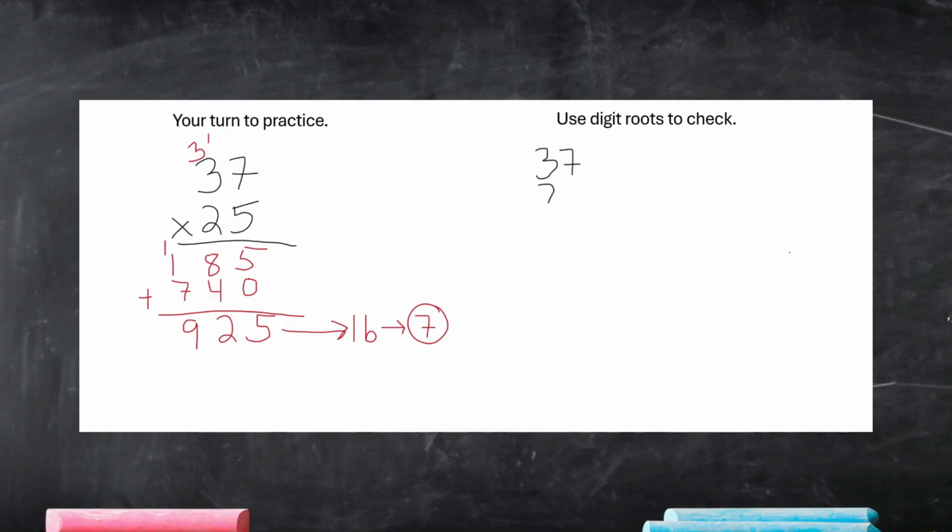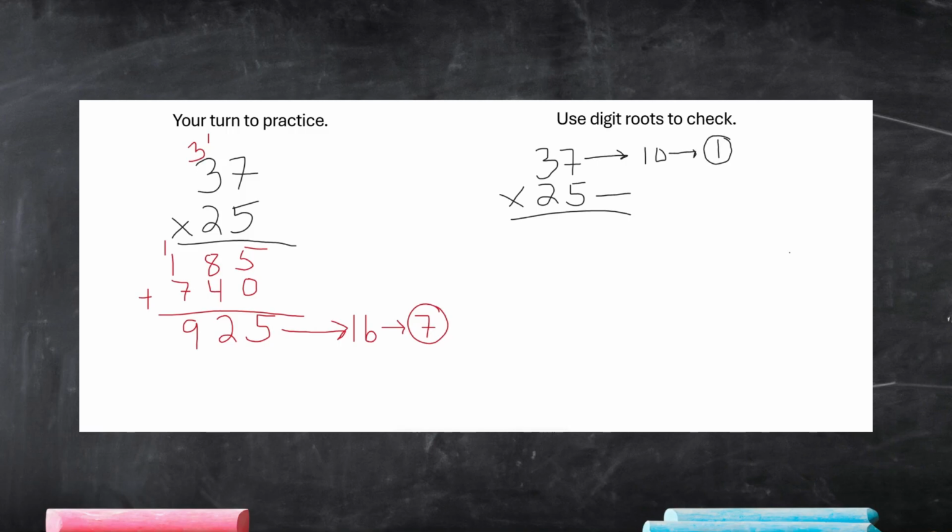So if we rewrite this over here, this is the part that eventually you can do in your head. I'm just writing it to show you what we're doing. We're going to do 3 plus 7, which is going to give us 10. 1 plus 0 is 1, so we get a digit root of 1 for our first factor.